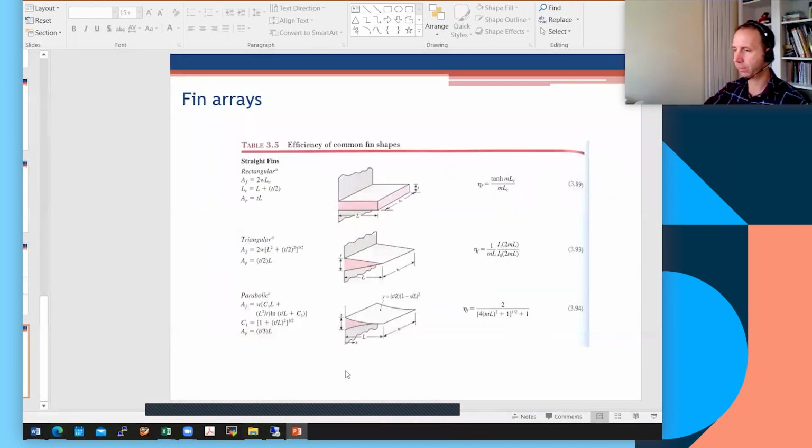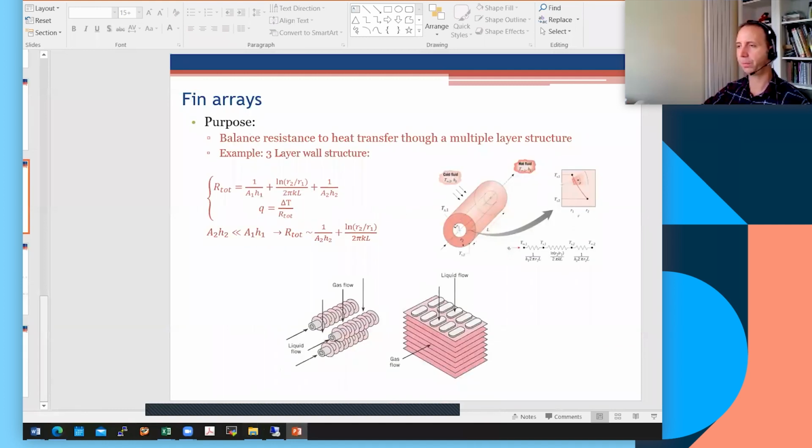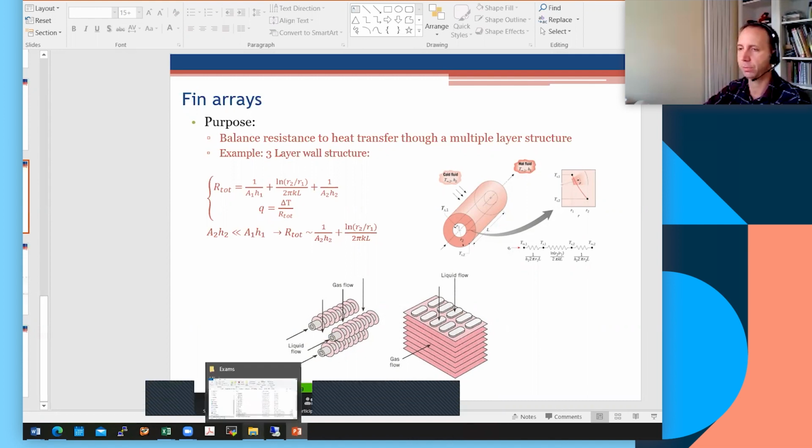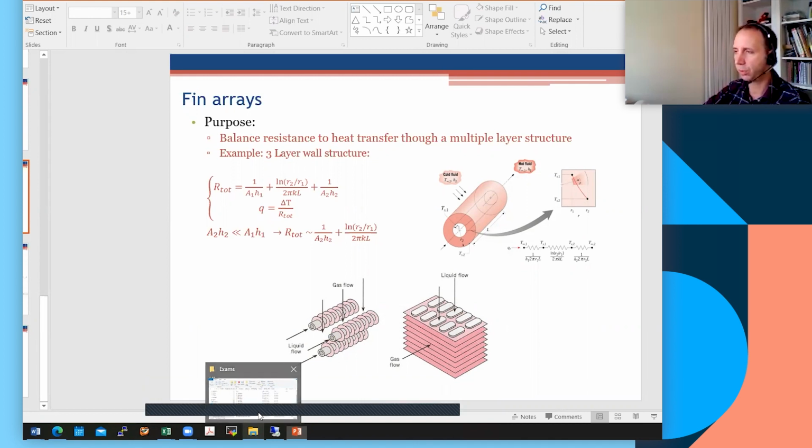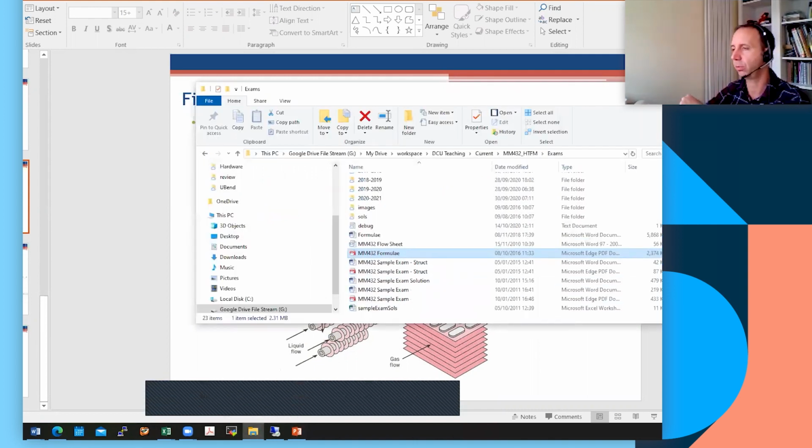So let's finish with these lectures. We've covered all you need to know. Essentially what we're not going to do is the derivation of the fin equation itself, so the derivation of the efficiency of a constant cross-section fin. And it also means that one of the tutorials is not going to be covered. I'll discuss it this afternoon during the tutorial session.